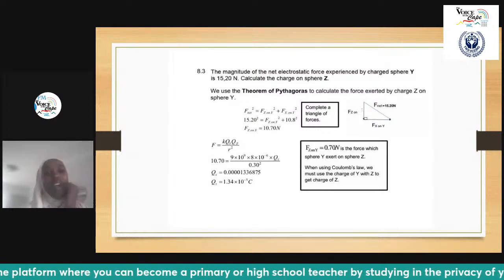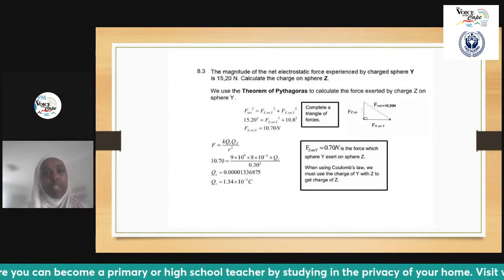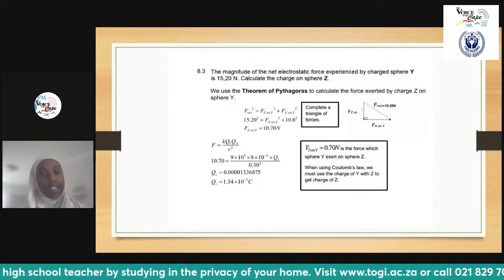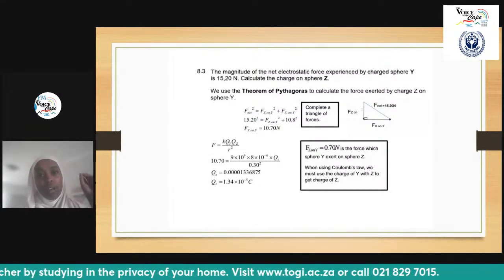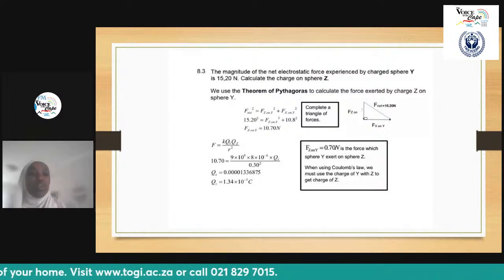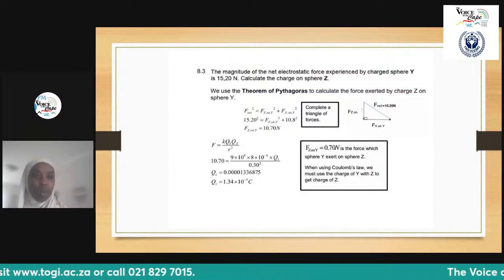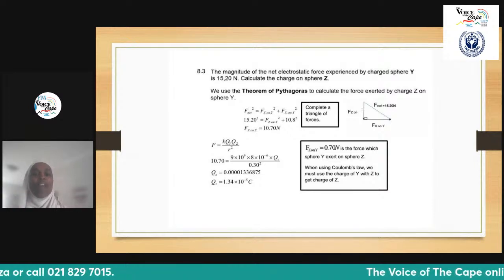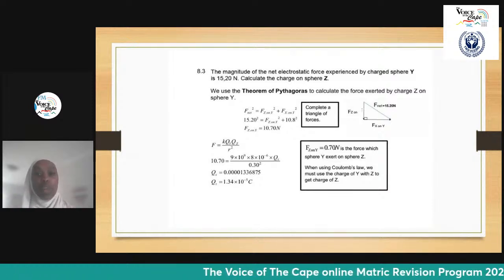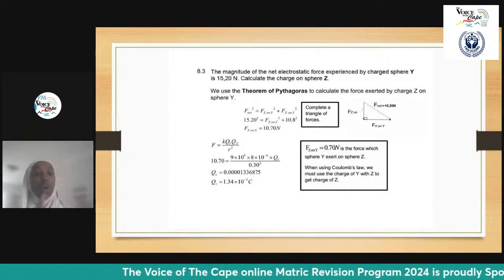So once you have F net, you are then going to multiply the K constant by Q1, okay? And then you have Q2, which you are looking for, and 0.3 squared. Now you use basic algebra, okay? You will use basic algebra and then you will solve for Q2. Sometimes you will also have to solve for R squared, okay?